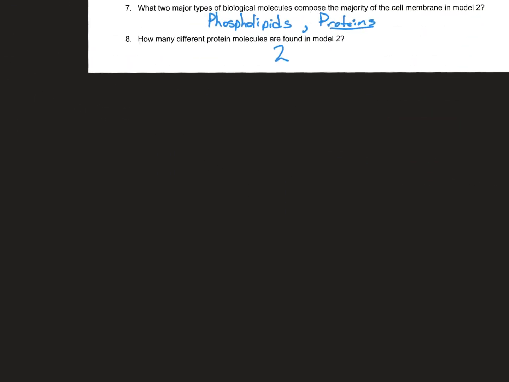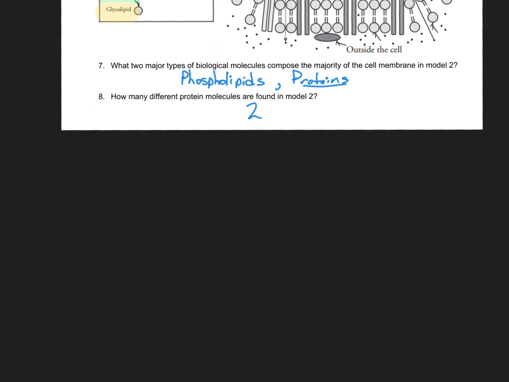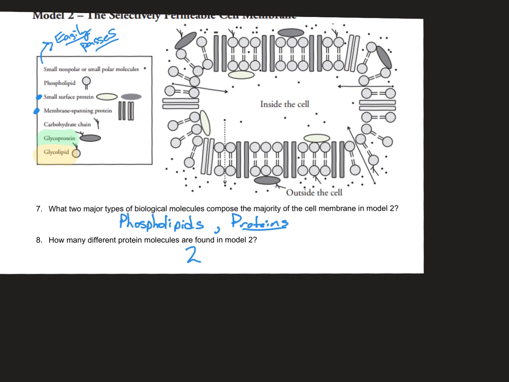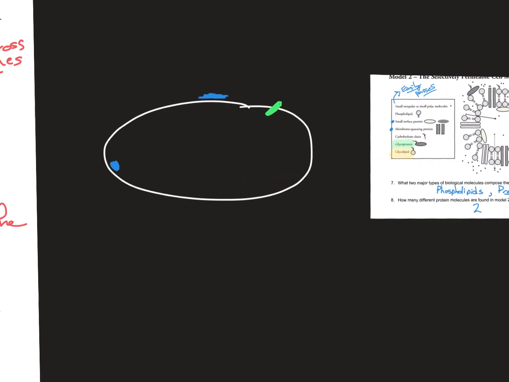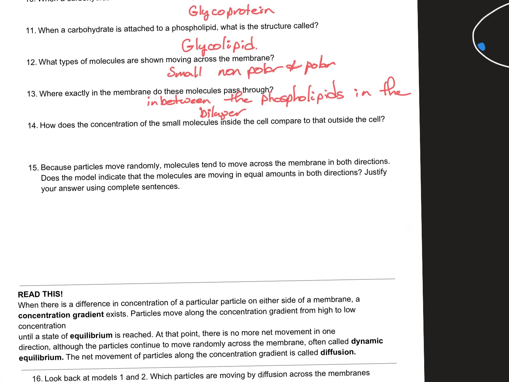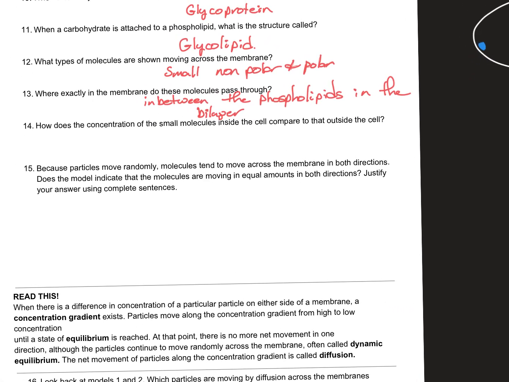When you look at these small ones, they are moving right in between. You see? This shows the example. They're moving right in between the phospholipids. Does that make sense? They're not using any help. There's no help necessary for these. They're moving across. How does the concentration of small molecules outside compare to concentration inside?